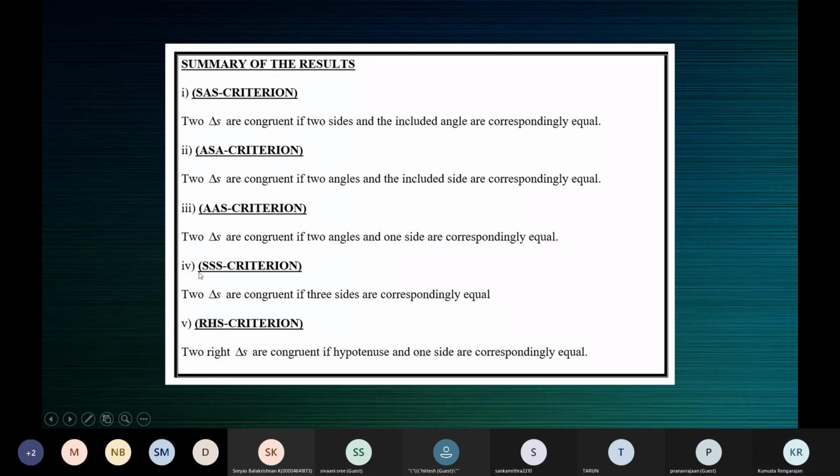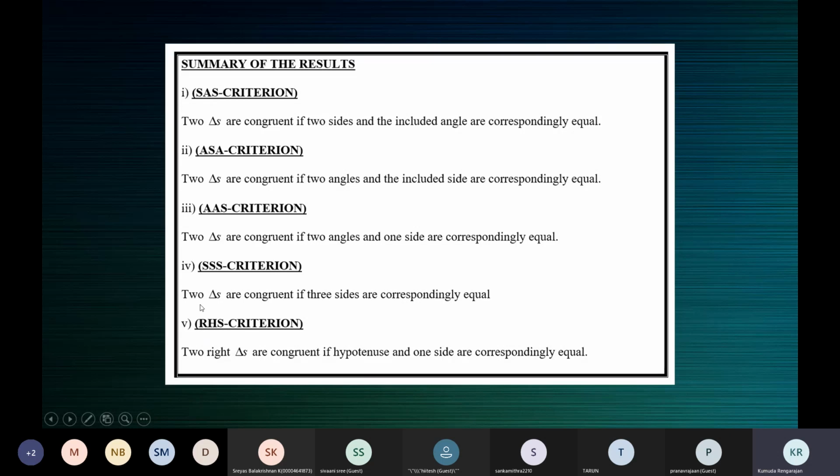AAS. So here, all the 3 sides, 3 pairs of equal sides, 1, 2, 3. So out of 6, it's sufficient if you check 3 of them like this. 3 equalities satisfying these conditions. SSS, AAS, ASA, SAS, and RHS.